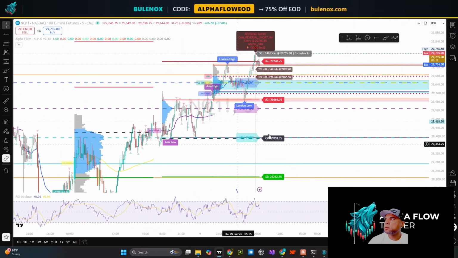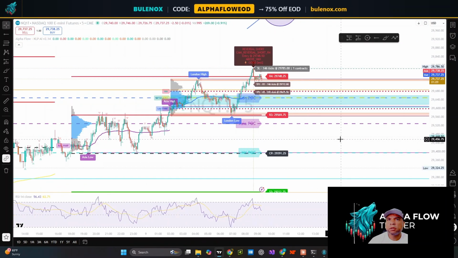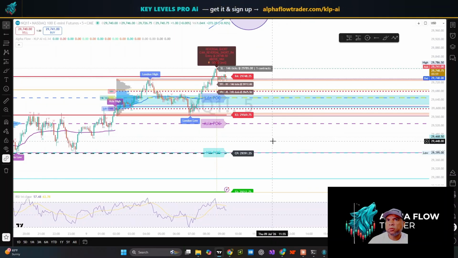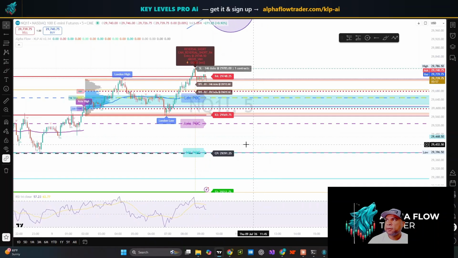Let's see where NQ's at right now. NQ's still just hovering around our entry. We're literally at break even. I definitely don't like holding a position into market open, but I'm just going to stick that one out.